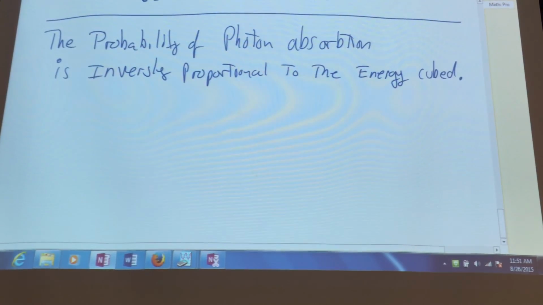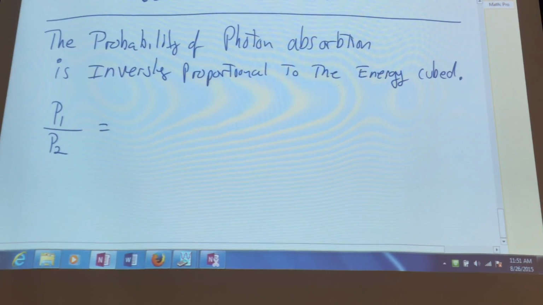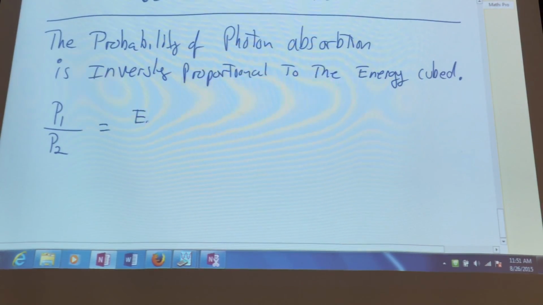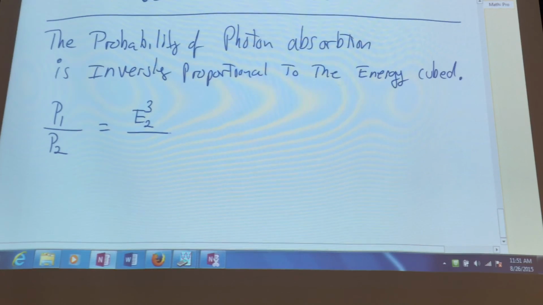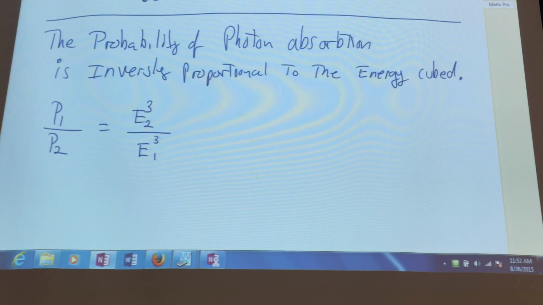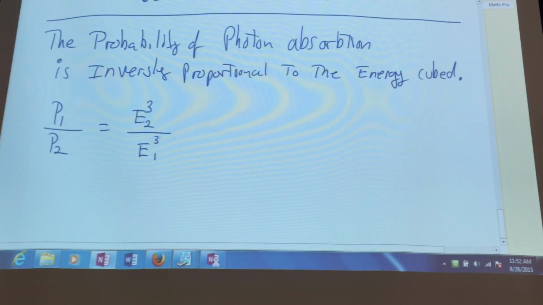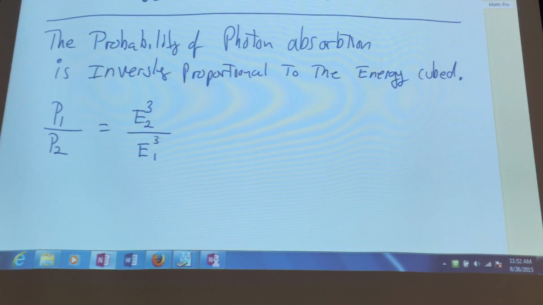P2 over P1 equals 1 over 8. It's inversely proportional, so we're going to put the E2 there, and we're going to raise it to the third power. E1 here, also to the third power. P represents the probability of absorption. E represents the energy. Did you come up with anything that looks remotely similar to this? No? Yeah, that's good. All right. A question?